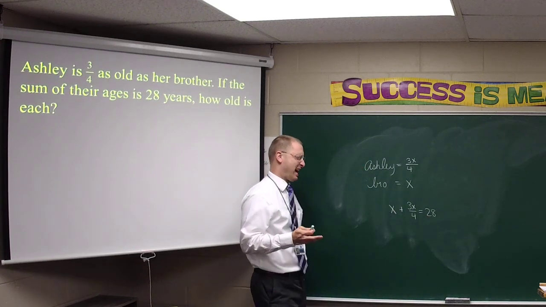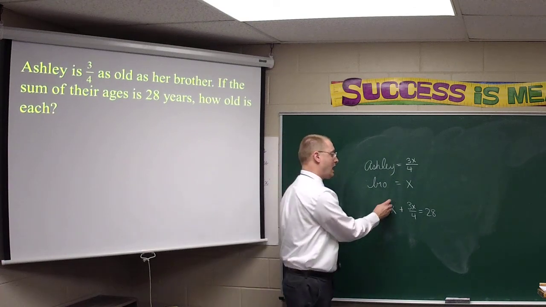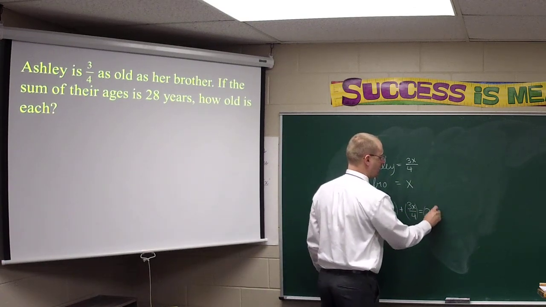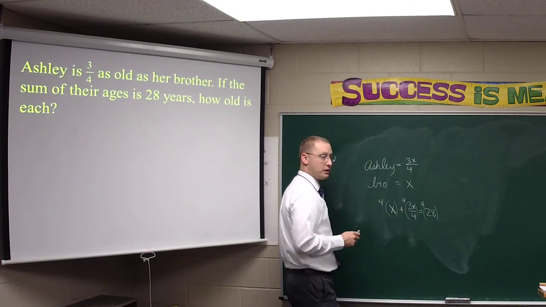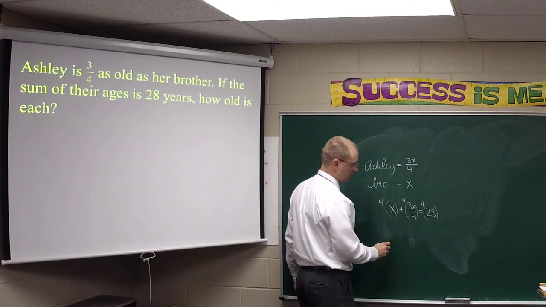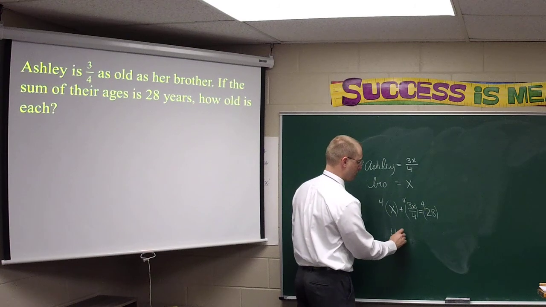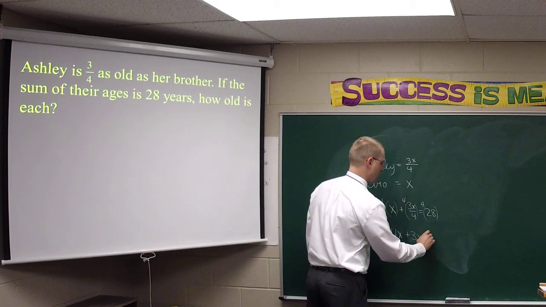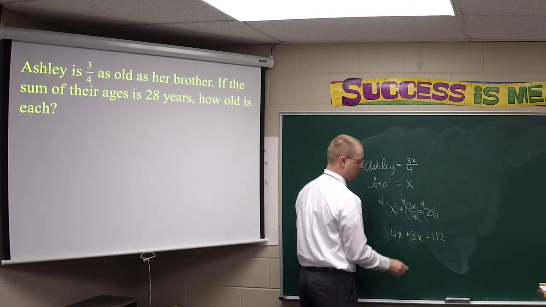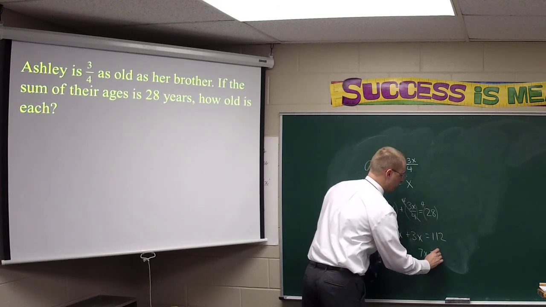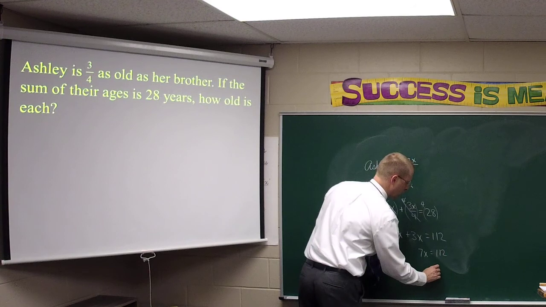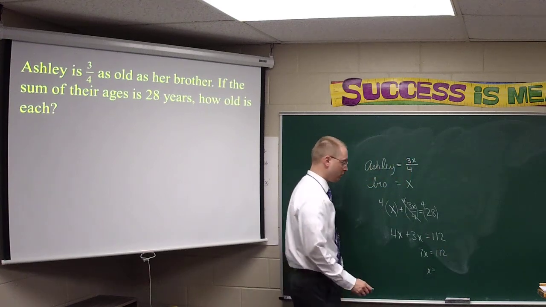Of course, I hate fractions, so I'm just going to get rid of the fractions. I'm going to multiply everything, class, by 4. When I do, what's my equation going to become here, Abby? 4x plus 3x equals 112. And of course, we'll combine the 4x and 3x, class. 7x. And divide away the 7, probably on the calculator. And we end up with x is equal to?